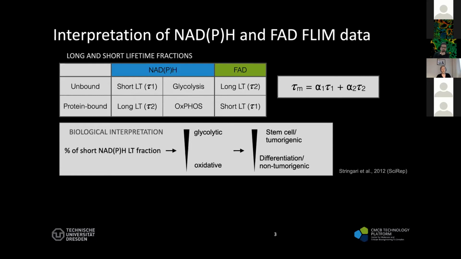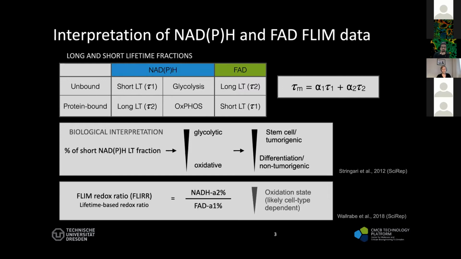And the inverse is the case in a more oxidative state. Then this data can indicate that your study specimen is either more differentiated or less tumorigenic. It's a general interpretation that is often applied. But of course, this all depends on your special system, the model system you're investigating.